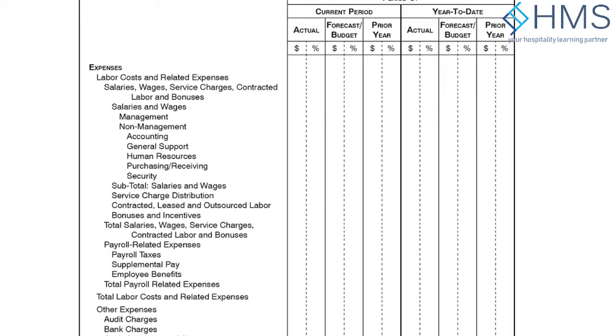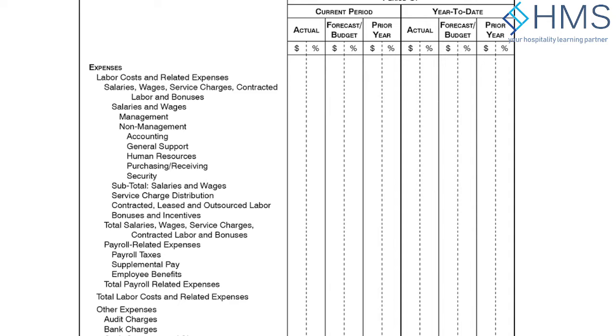In this module, we are going to discuss the undistributed expenses. So the undistributed expenses in hospitality come from, say, the administrative department, sales and marketing department, information technology, maintenance, and utilities. First, we are going to discuss the standard P&L for administrative and general in this course.